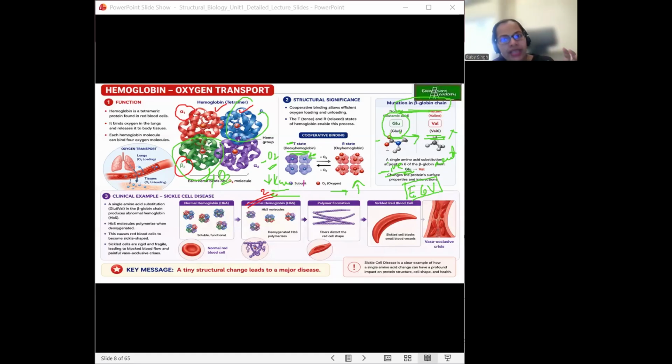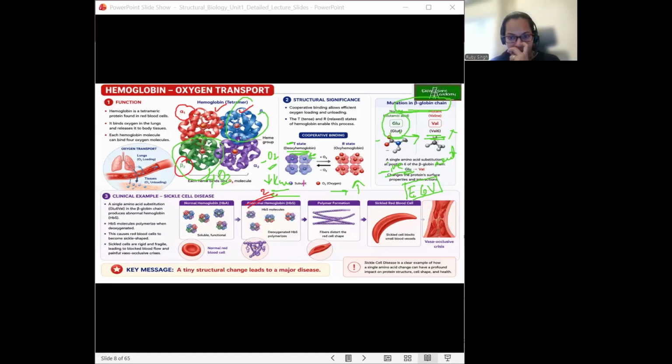So, if you replace a charged hydrophilic residue with a hydrophobic residue, what will happen? There will be an abnormal hydrophobic region on your deoxygenated hemoglobin, which will reduce the affinity towards oxygen. At this level, this hemoglobin will not be able to interact with the oxygen. It means this particular RBC is not able to transport oxygen, and hence it is causing the anemia. I hope everyone got this.